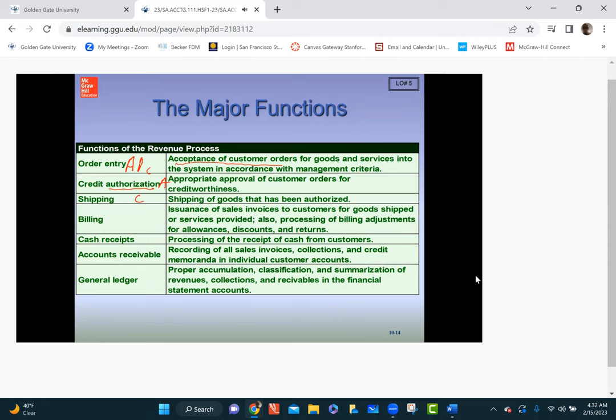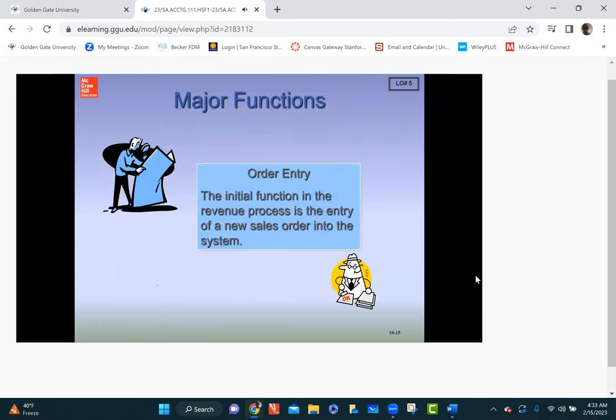How about shipping? Custody. Good, custody. How about billing? Record keeping. How about cash receipt? Yeah, that's going to be what? Custody of the cash, but handling the accounts receivable, subsidiary ledger, and the general ledger are going to be record keeping. Probably done in the accounting department, okay? Okay, good.